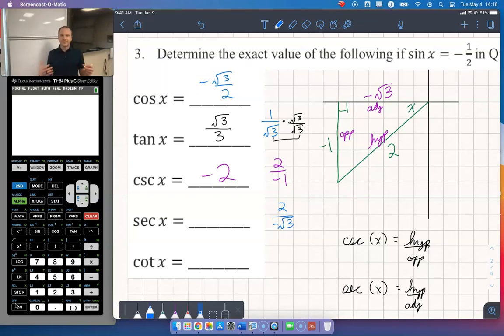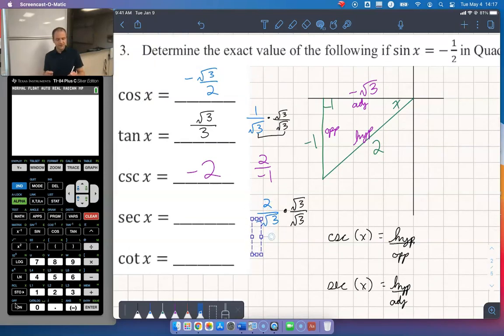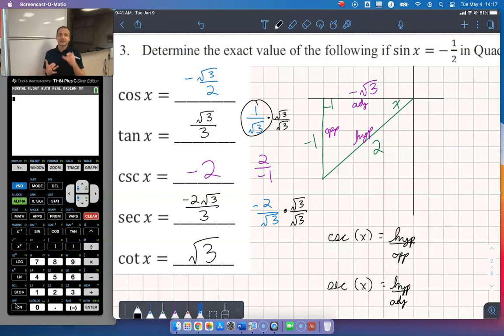So what am I going to do in this case? Well, if I want secant, I have a radical at the bottom, so I'm going to have to rationalize it. I'm going to multiply by a clever form of 1. Now, I'm going to ignore that negative because negatives really go up to the top. So I'm going to have negative 2 radical 3 over 3. Now, cotangent is the reciprocal of tangent. What's nice, by the way, is that I could use this, or I could use this. And I'm going to use the 1 over radical 3, because if I flip that, I just get radical 3. If I flip the other one, I'm going to have to rationalize and then simplify. But if I flip this one, I go right to my answer right away.